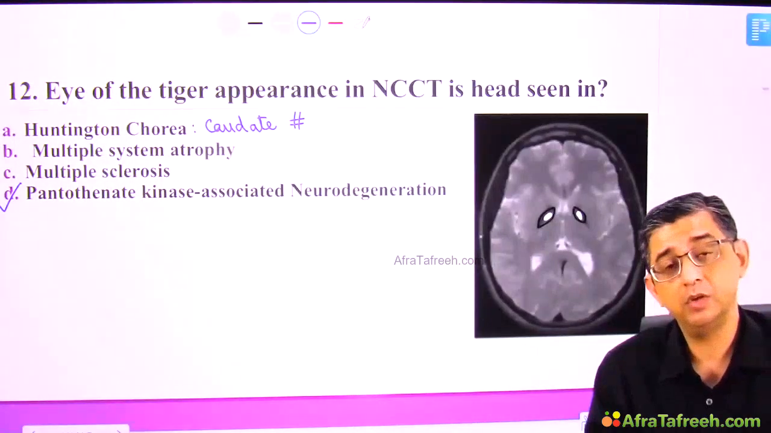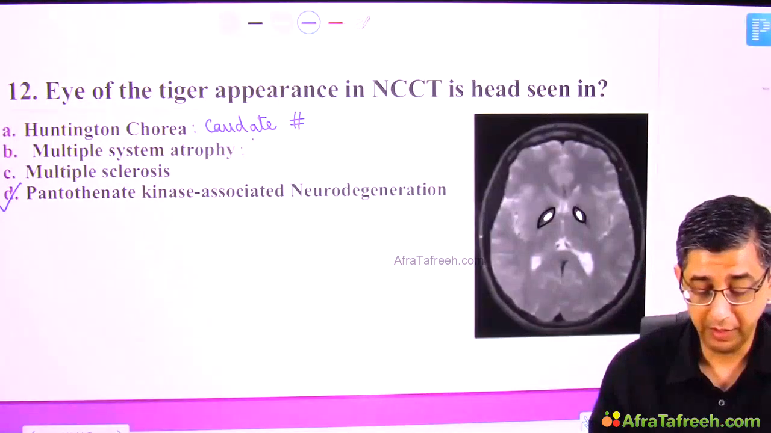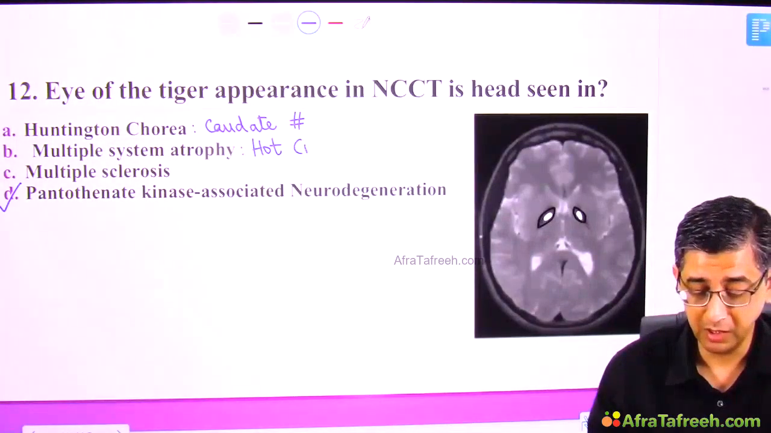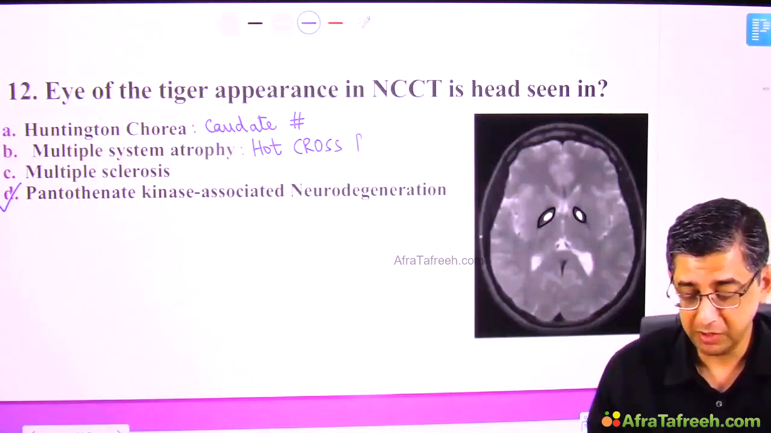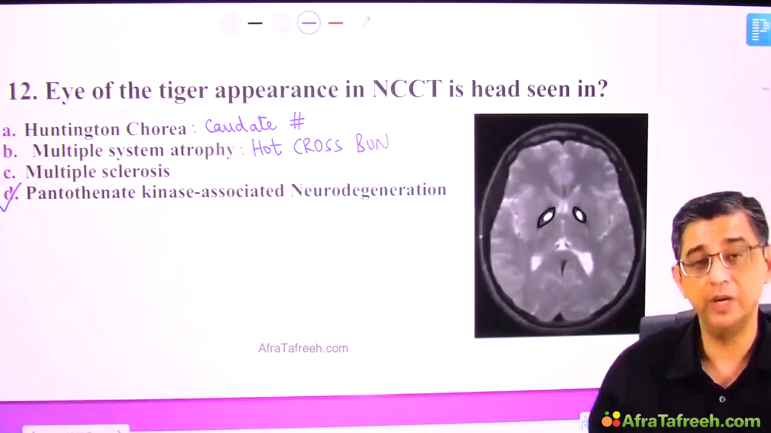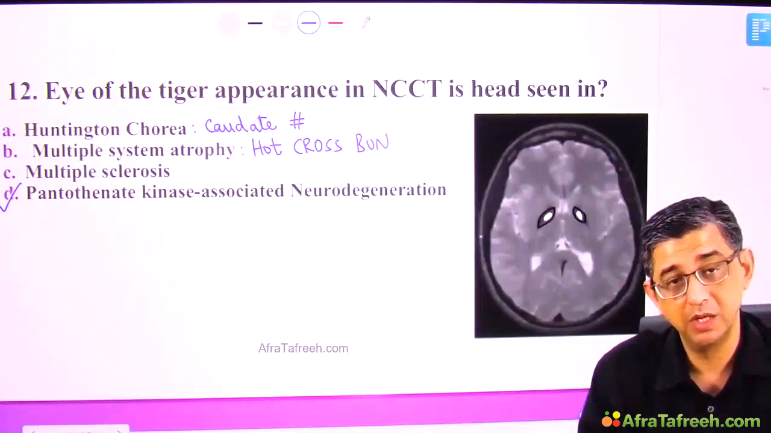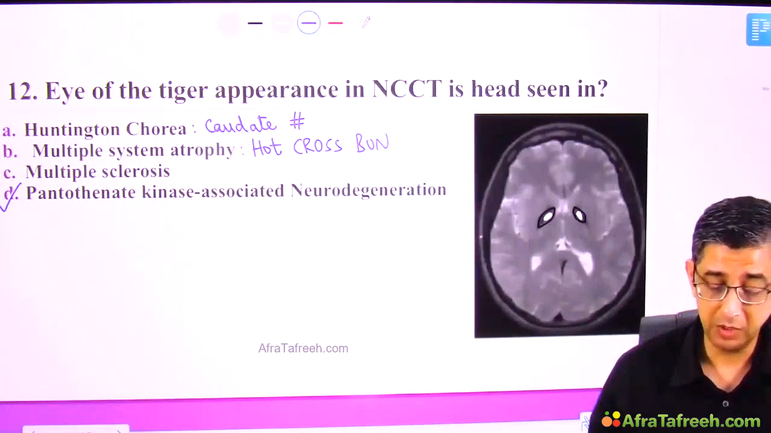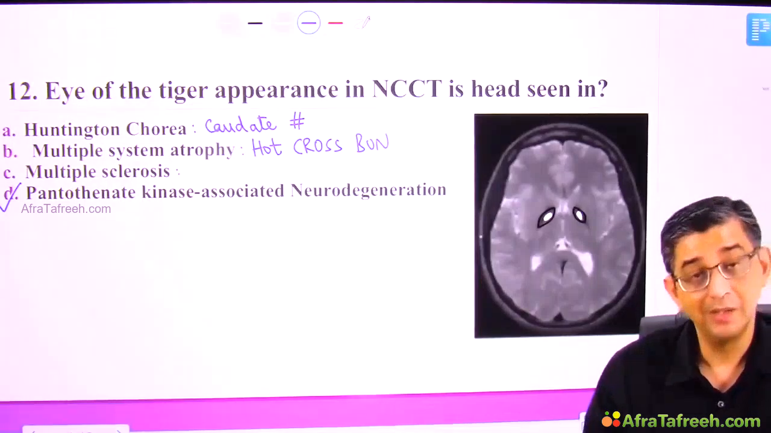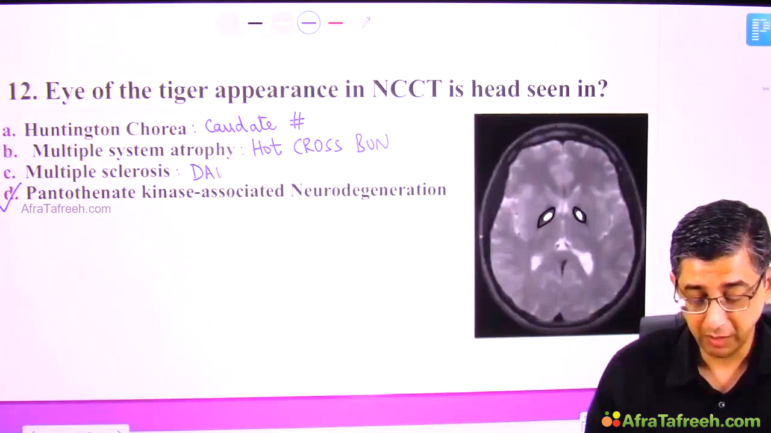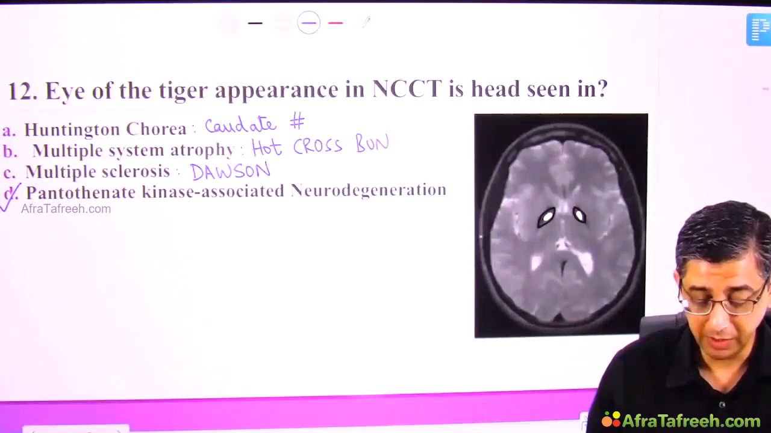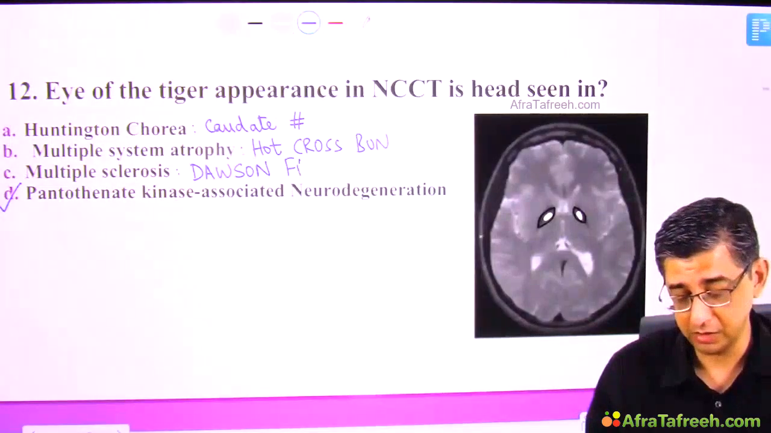For multi-system atrophy, I want to highlight that the radiological finding is called the hot cross bun sign, and this hot cross bun would be seen in the brain stem, and at the moment it is the cortex that is being visualized. Multiple sclerosis is immediately off the radar. Why? Because this would be characterized by having finger-like projections of demyelination occurring in the brain, that is called Dawson fingers.